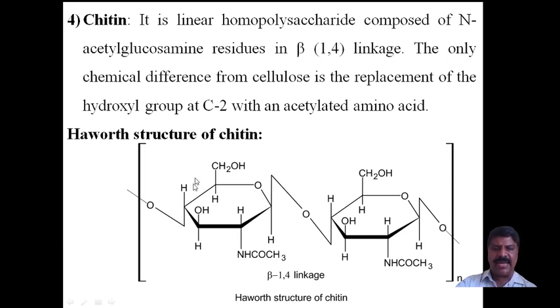About 90% of this structure is similar to cellulose. The only difference is that the OH group at the 2 position is replaced by NHCOCH3. This is a comparison of the structure of chitin with cellulose. I have told you it is 90% similar, and the only difference in chitin is the NHCOCH3.